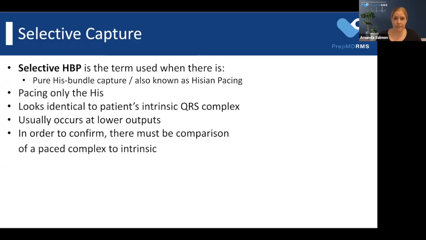Another term for that is Hissian pacing. So this is going to look identical to the patient's intrinsic QRS complex. This usually occurs at lower pacing outputs. But in order to confirm this, we have to have a comparison. We have to know what the patient's intrinsic looks like.